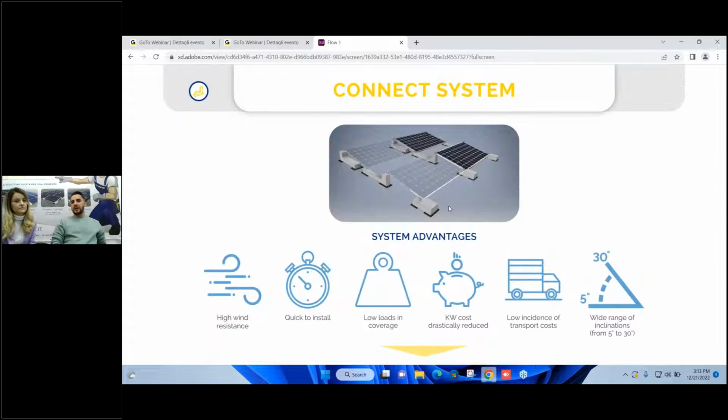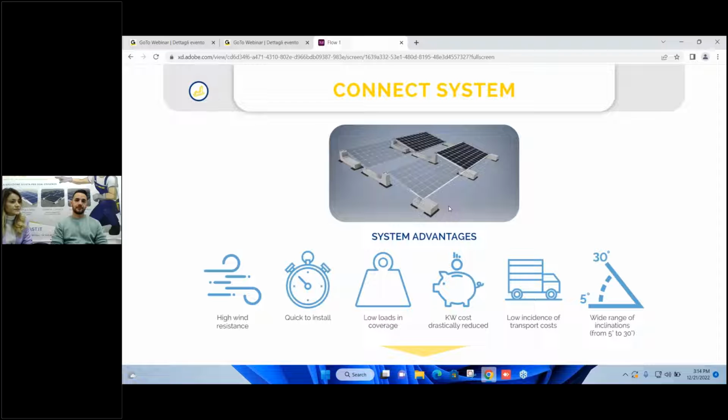This system is our latest one, but now it's been on the market for more than 2 years. It's very good. We've seen that this type of system has all the advantages that you can read below, very high wind resistance. Elena can assist me here. The connect system is the most used in this case because it's very resistant.